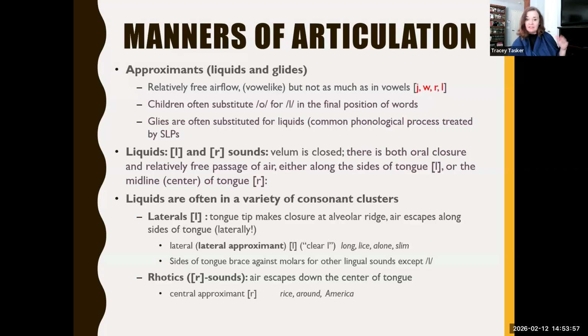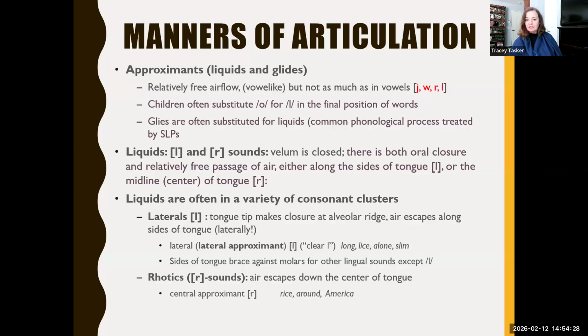And I have glides instead of glides. I'll have to fix that. There's actually an error pattern called gliding. What that means is children will substitute a glide for a liquid. This is very, very common among young children. So instead of saying rabbit, they'll say wabbit, substituting the glide for the liquid. I'm sure you've heard young kids do this.